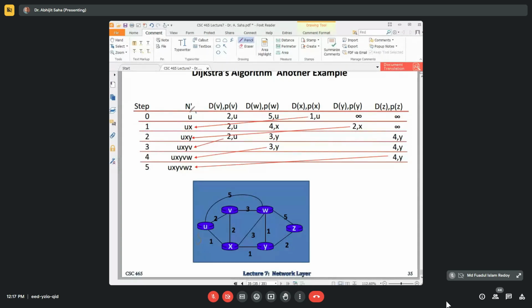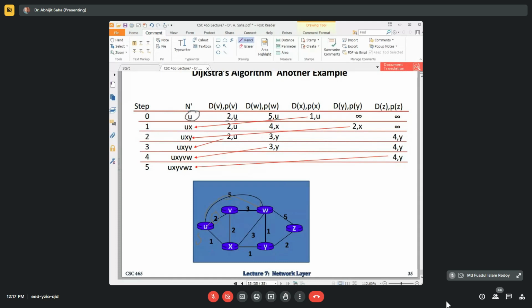We are going to start from u, because this is my source node. Can I go u to v directly? Yes. What is the cost? My cost is 2, so I have written 2 for dv. And what is my predecessor node? For coming to v, from where I came: from u. So pv is u. Can I go u to w directly? Yes. What is the cost? 5. So I have written 5 for dw. And what is pw? From u. So u is your predecessor node.